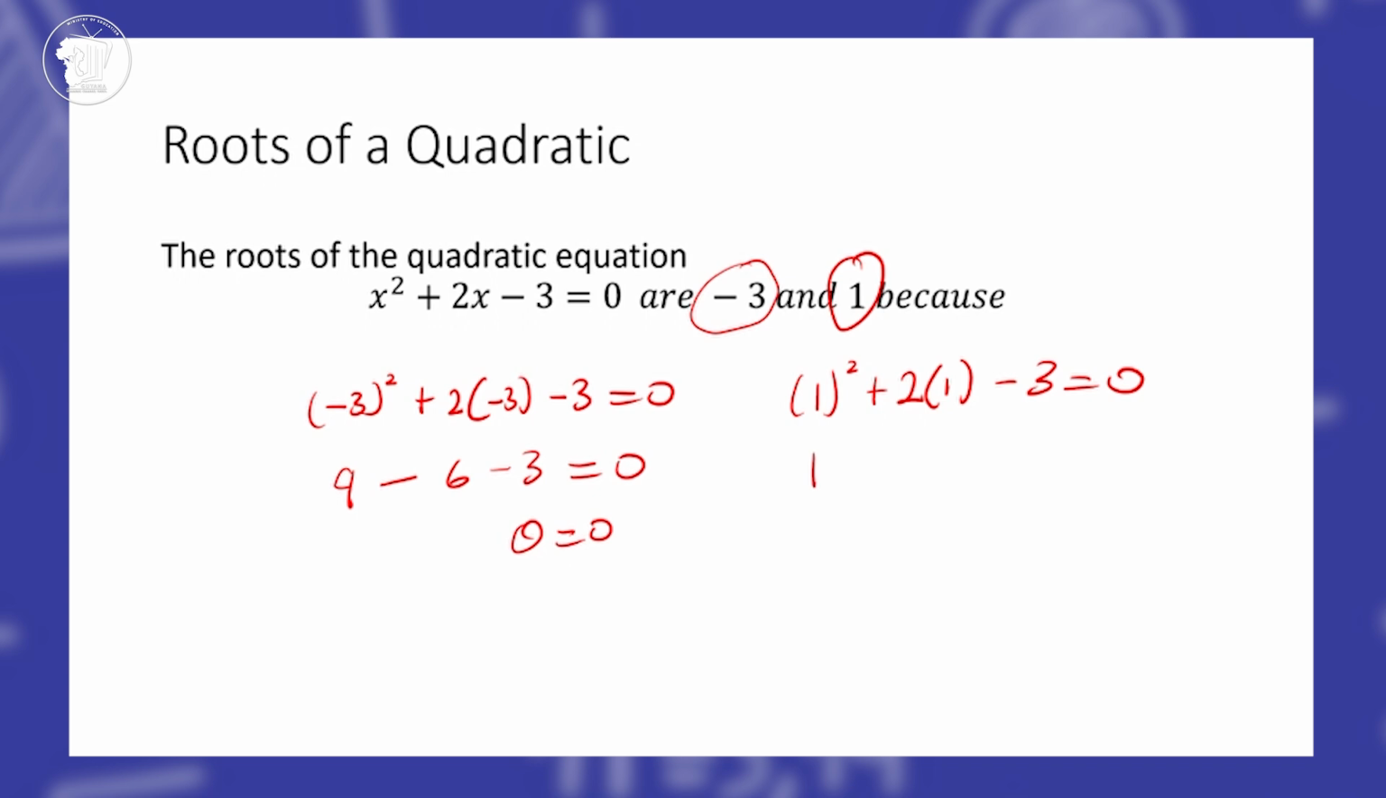So 1 squared will be 1, plus 2 times 1 is 2, minus 3 is equal to 0. So 1 plus 2 is 3, 3 minus 3 is 0, which is equal to 0. So the roots of this quadratic equation are negative 3 and 1, because when we substitute those values, it will make the equation true. All right? So that is how we know two numbers are the roots of a quadratic equation.